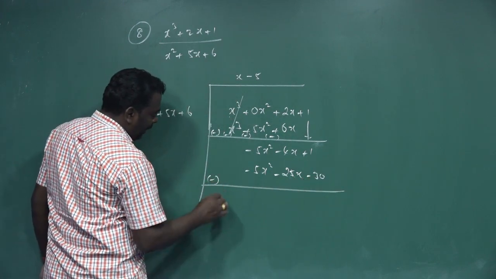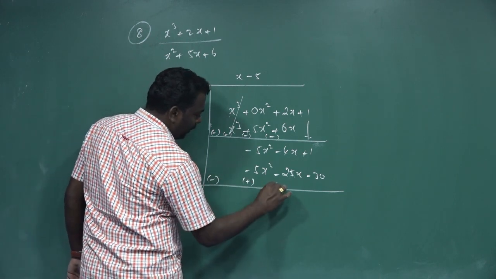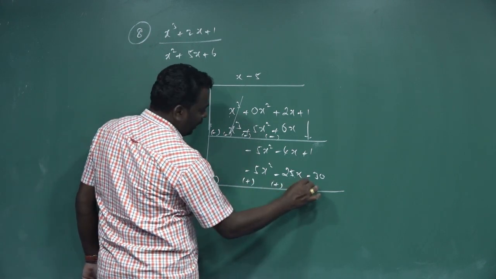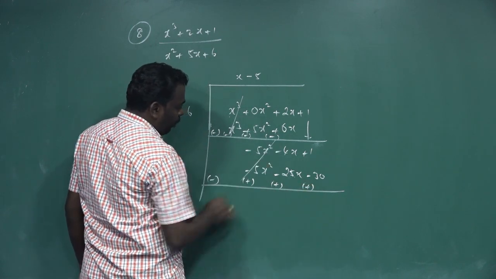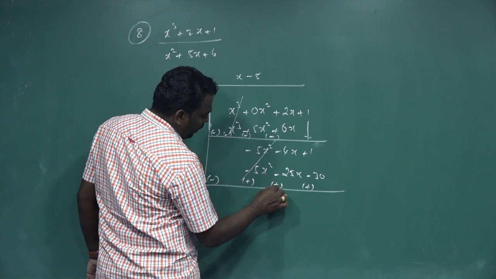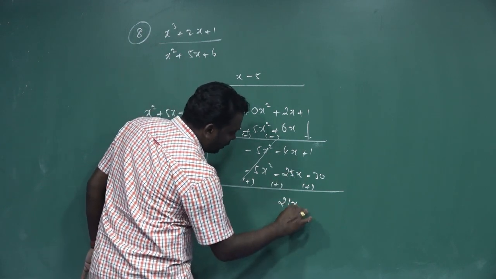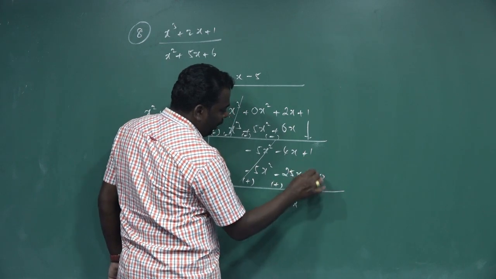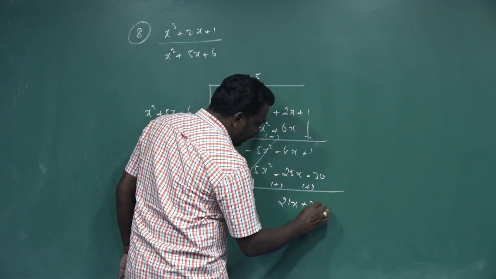Now change the signs, multiply by minus: minus into minus is plus, minus into minus is plus, then minus into minus is plus. Now plus 5x square and minus 5x square are both cancelled. Minus 4x plus 25x, therefore plus 21x, plus 30, plus 1, it is plus 31.